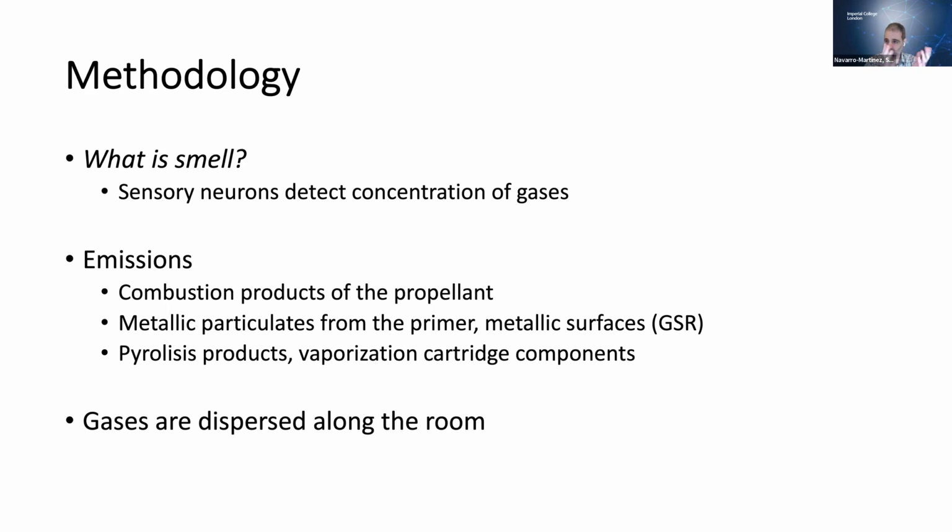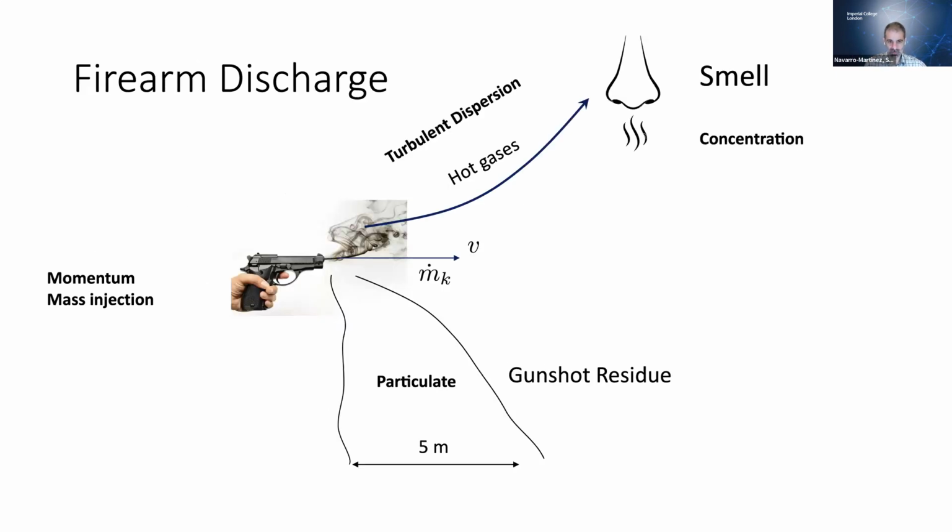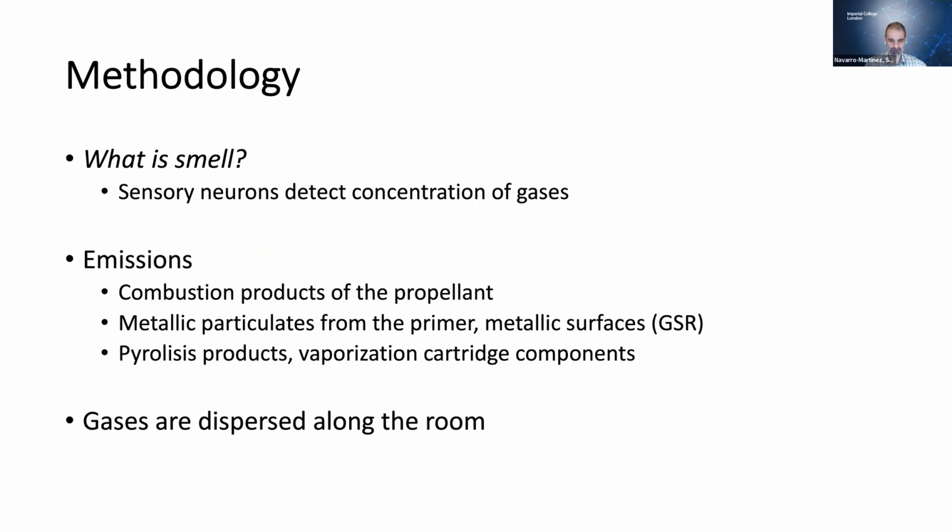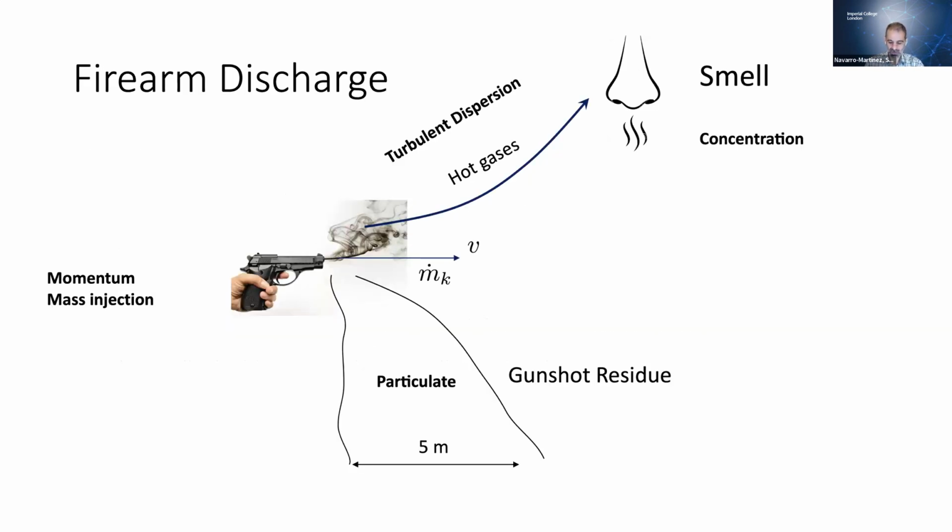This is what they do in the movies, and you see the gunshot residue proof on the hands, because this deposits very close to the gun. Then we have pyrolysis products, vaporization of some cartridge components, and so on. So these three are basically the emissions of a barrel. These emissions go and disperse in the room. So a smell is basically emission of gases and dispersion.